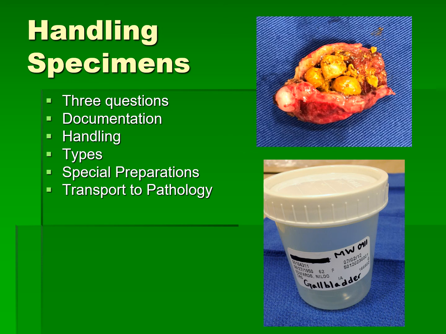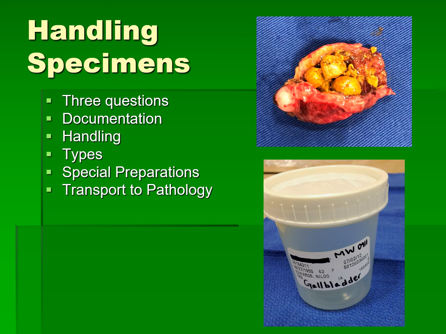If it's a bullet or something like that, you want to make sure that you don't handle it with anything metal, because that will add to the unique markings on the bullet, and that's going to become a part of forensic investigation. They'll need to be able to look at that bullet for those markings. Some specimens that require special preparation, again, could be muscle biopsies, kidney biopsies, or frozen sections.